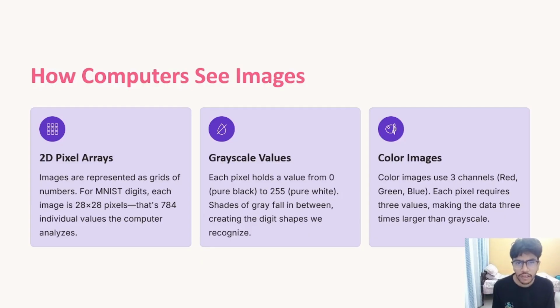So, let's start with how computers see images. Computers see images as a grid of numbers. So, then we have pixels. Each pixel holds a number from 0 to 255, and the pixel which has a number closer to 0 appears to be black, and the pixel which has a number closer to 255 appears to be white, and between black and white, the color appears to be gray. And for the color image, it mainly has three channels: red, blue, and green.